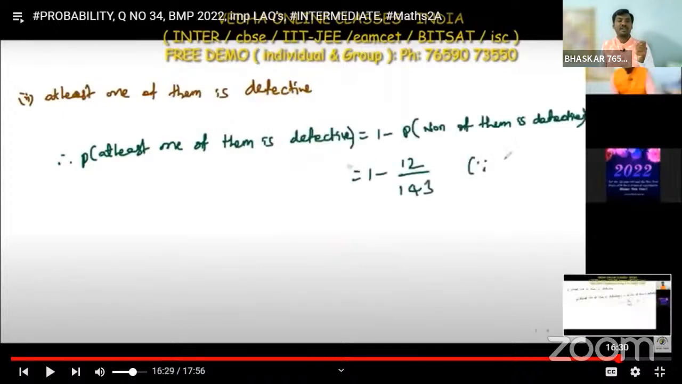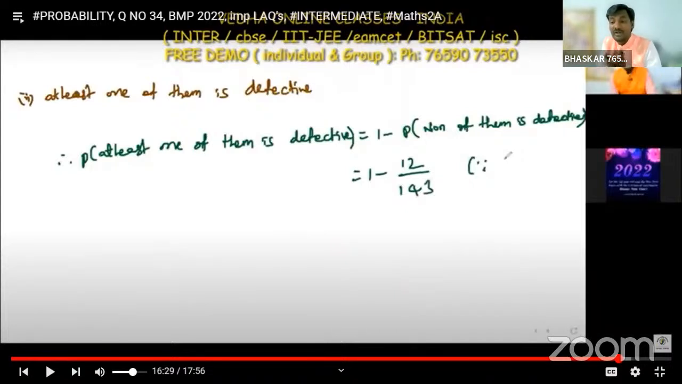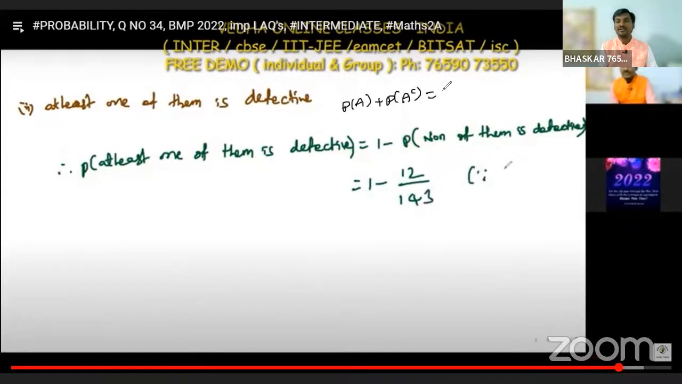What is the third one here? At least one of them is defective. At least I want 1 defective bulb. So always remember, we are taking the concept of complement. What is the complement here? Probability of A plus probability of A complement is equal to 1. The total probability is always equal to 1.